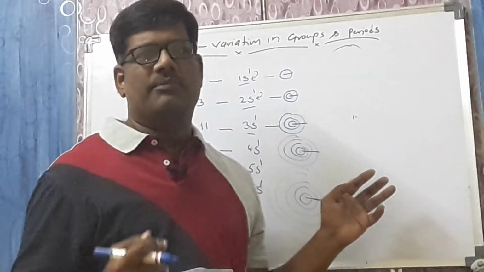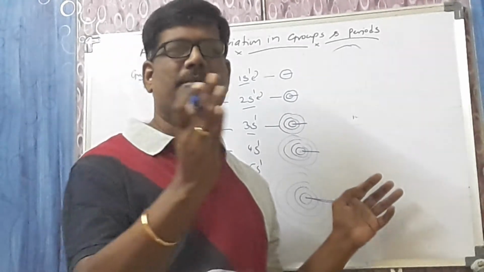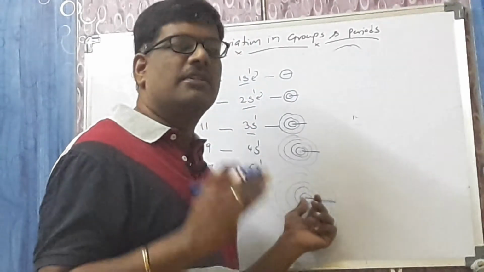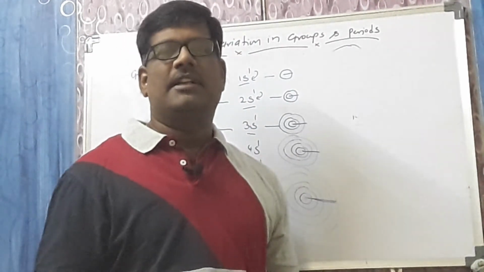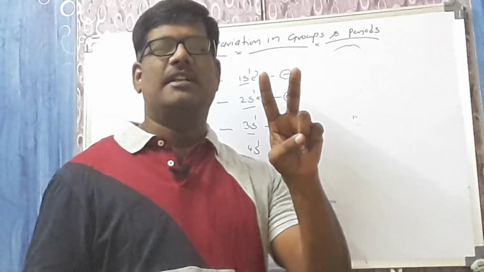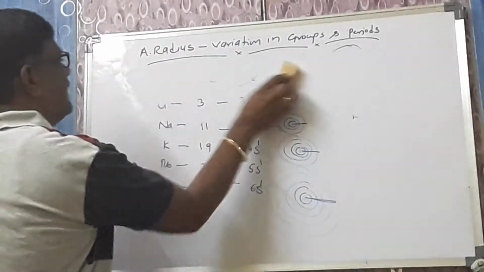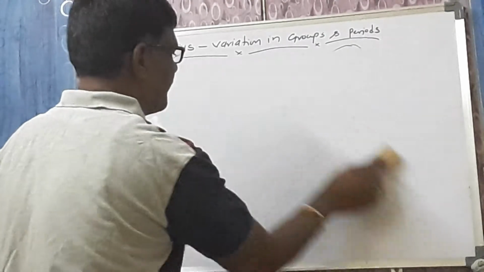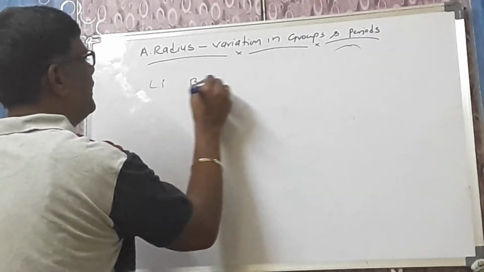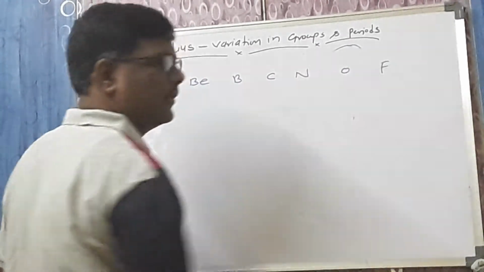In a group, as we move top to bottom, atomic number increases, the differentiating electron enters into the new principal quantum number, number of shells increases. That's why the distance between the center of the nucleus and the valence electron increases, ultimately atomic radius increases. If atomic radius increases, ionization potential, electron affinity, electronegativity decrease. Now, in a period, I am taking the second period: lithium, beryllium, boron, carbon, nitrogen, oxygen, fluorine.